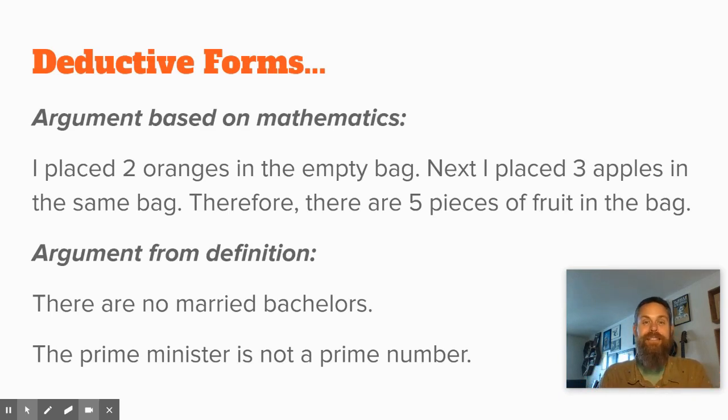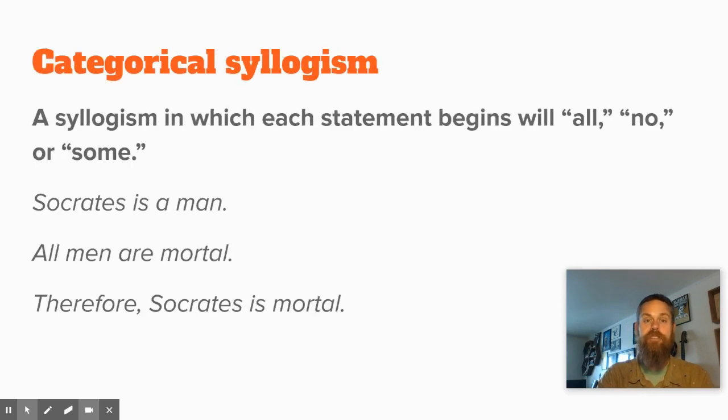Likewise, the prime minister is not a prime number. The definition of prime minister and the definition of prime number require that to be true. So 2 types of deductive form, one based on mathematics, one from definition.